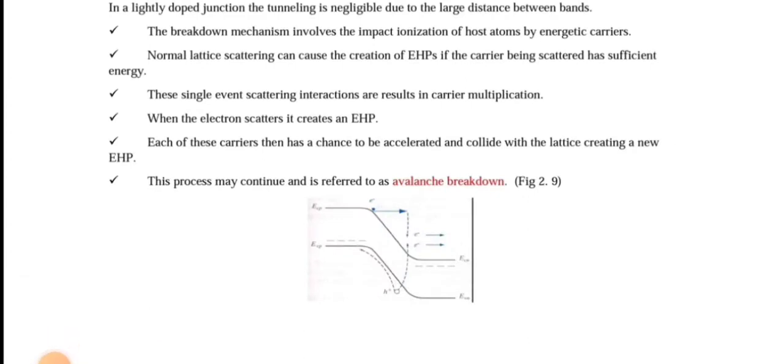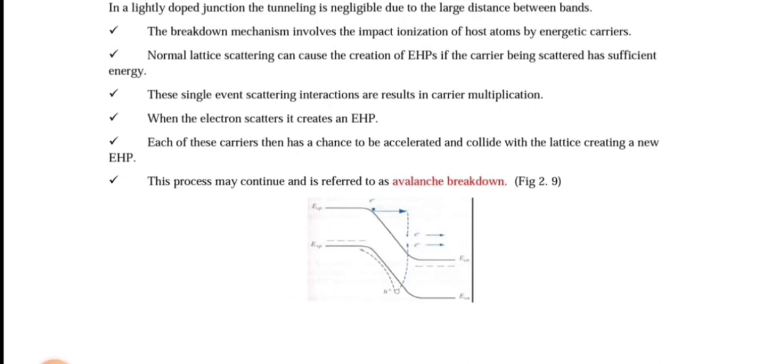The next one is avalanche breakdown. So at low voltages for a heavily doped PN junction, Zener breakdown happens, and for higher reverse bias voltages for a lightly doped PN junction, avalanche breakdown will happen. In a lightly doped junction, the tunneling is negligible due to the large distance between the bands. So the breakdown mechanism involves the impact ionization of host atoms by energetic carriers.